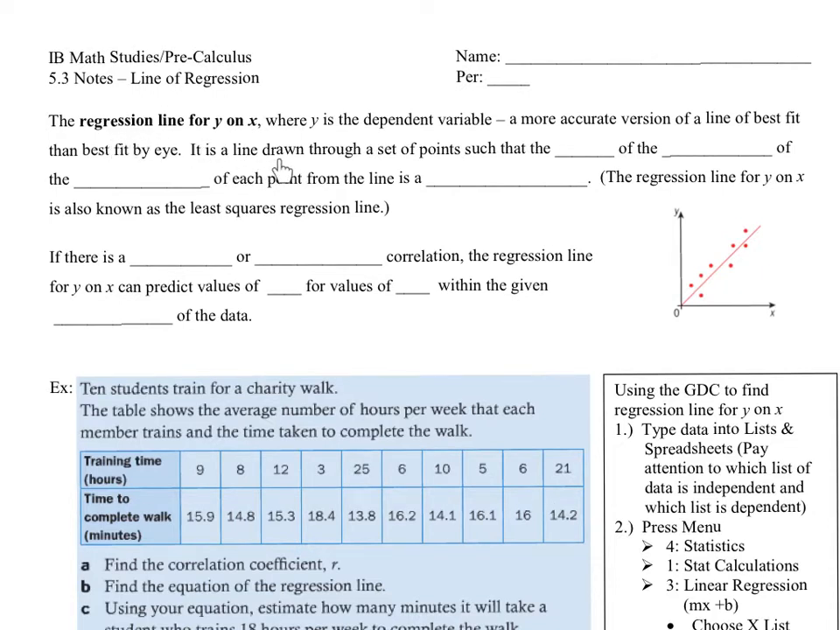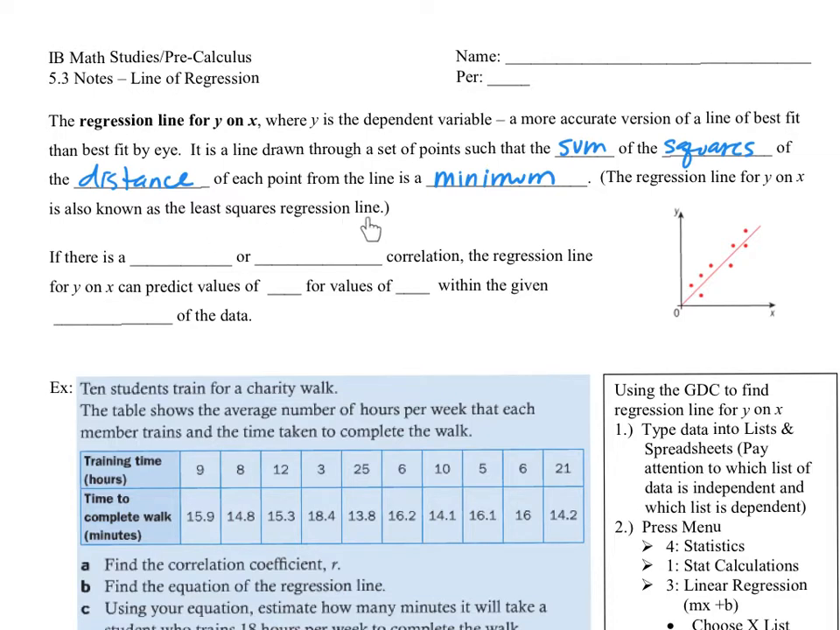The regression line is drawn through a set of points such that, now here's the arithmetic behind why it works, the sum of the squares of the distance of each point from the line is a minimum. So there's another name for this regression line. It's also sometimes called the regression line for y on x. It's also known as the least squares regression line.